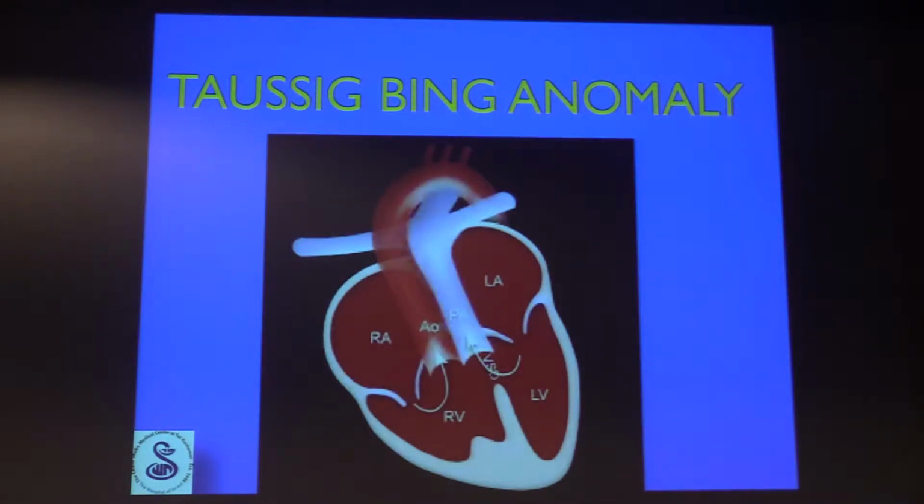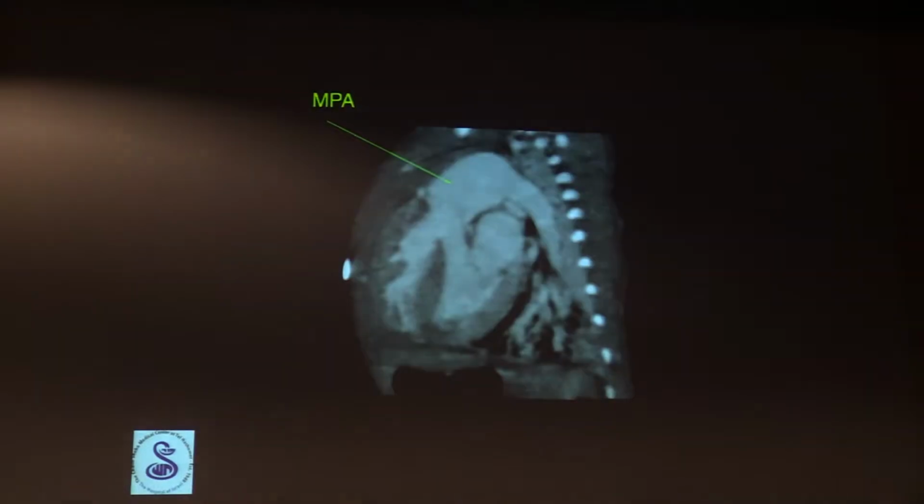So the diagnosis is Taussig-Bing anomaly. In Taussig-Bing anomaly, the aorta arises from the right ventricle, and the pulmonic is overriding the VSD. Or in different words, it's transposition of the great arteries with a subpulmonic VSD.